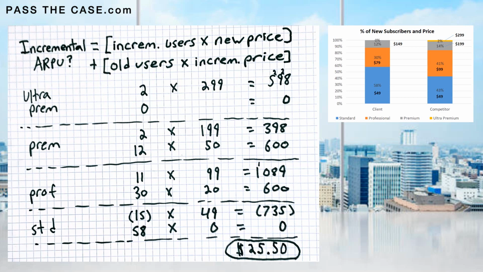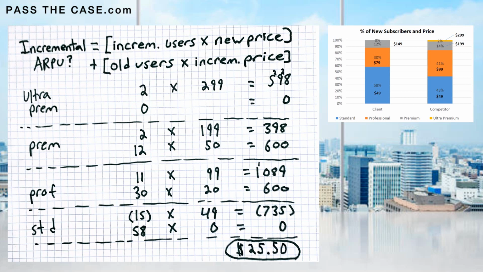So then moving to Professional, I have 11 incremental users paying the new price of $99, which is $1,089. And then I have 30 old users paying an incremental $20 each, which is $600. And then lastly, moving to the Standard plan, I have 15 fewer users paying the new price of $49, which is negative $735. And I have 58 old users paying an incremental zero, which multiplies to zero.